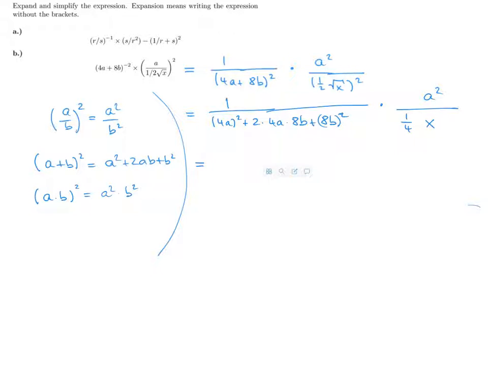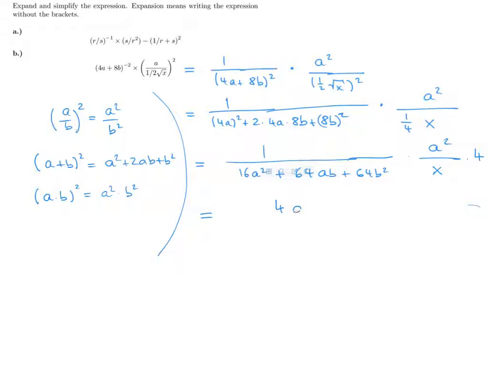And then we can write this as 1 divided by 16a squared plus 2 times 4 times 8 is 64ab plus 64b squared times a squared divided by x. And since I'm dividing here by a ratio, this means just multiplying by the reciprocal. So this is just the reciprocal of 1 divided by 4 is just 4 divided by 1, or just 4. And then I'm almost done.